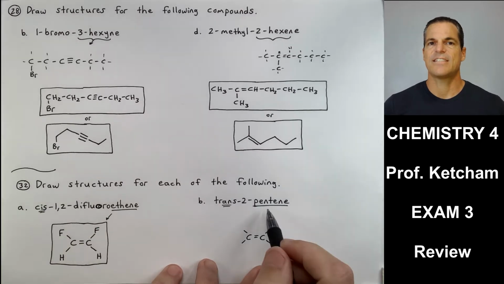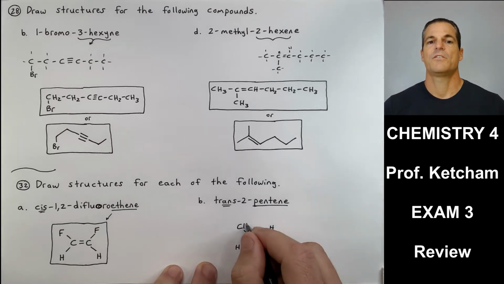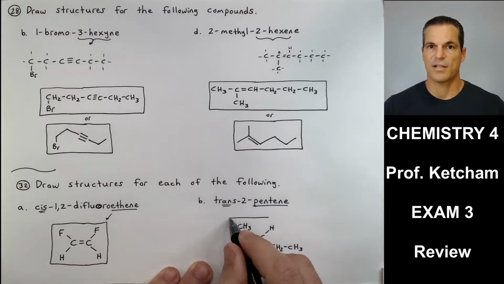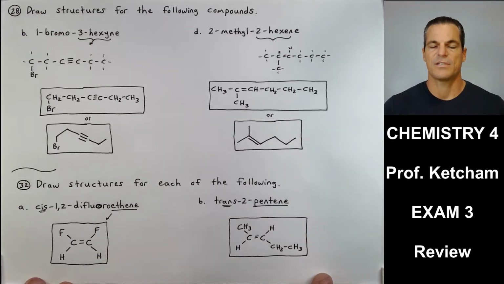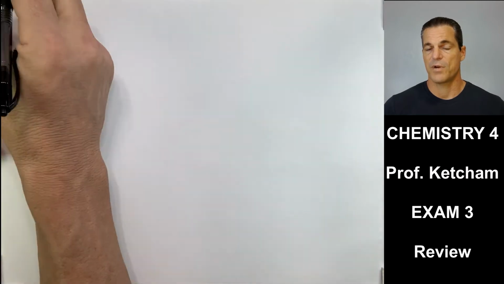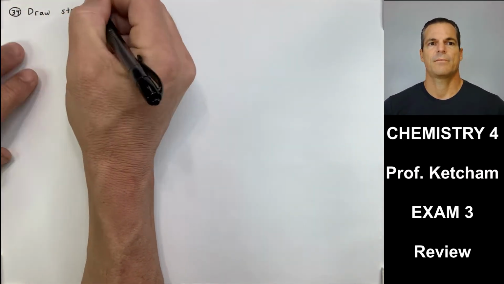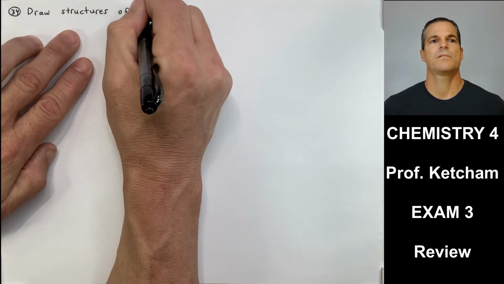Cis is the same side. Cis, same. So both F's go up. You could have made them both go down. And then trans is like transcontinental, across or opposite. So I draw those guys opposite. In other words, the H's are opposite for trans. The H's are together for cis. All right, so make sure you know how to do cis-trans isomers.